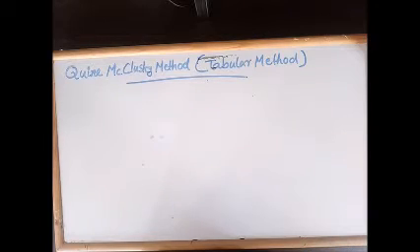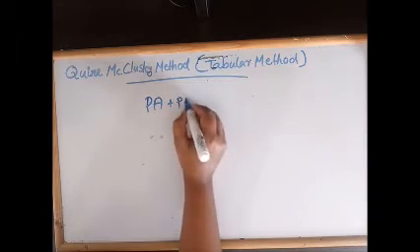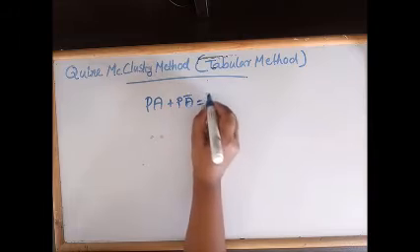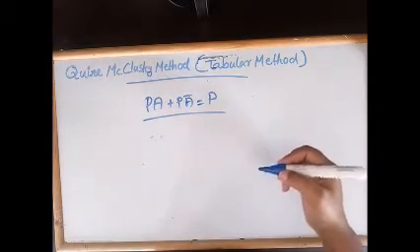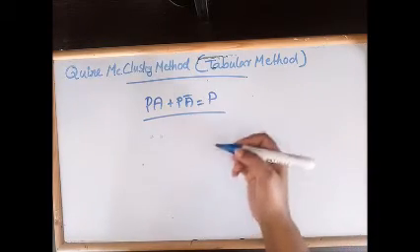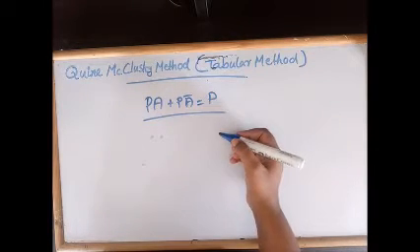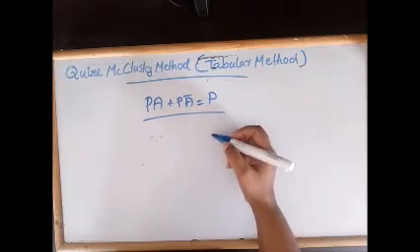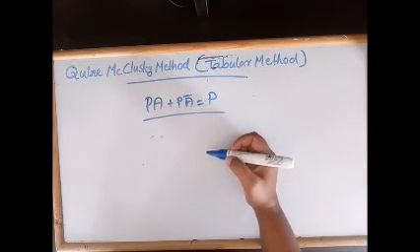So the fundamental idea is repeated application of the theorem PA plus PA bar is equal to P. We apply this on all the adjacent pairs of terms, and this will yield a set of prime implicants, from which a minimal sum is selected. I will explain how to perform this Quine-McCluskey simplification with an example.